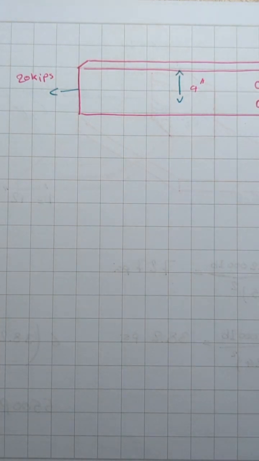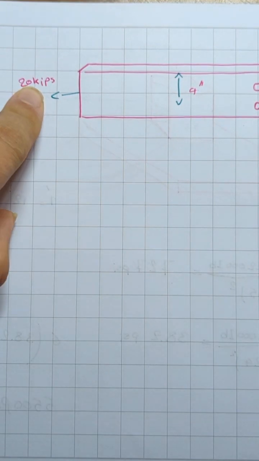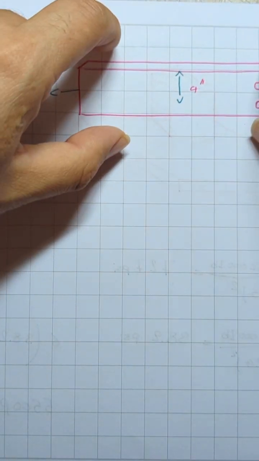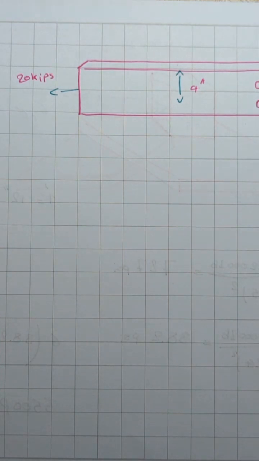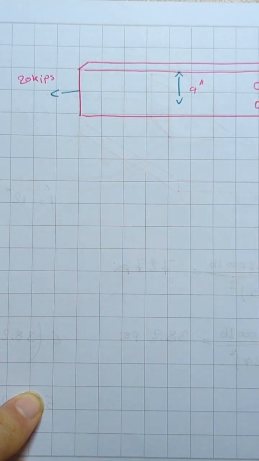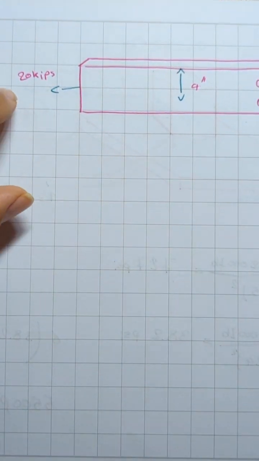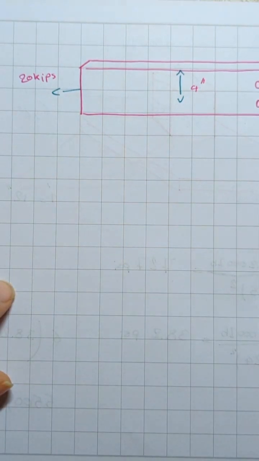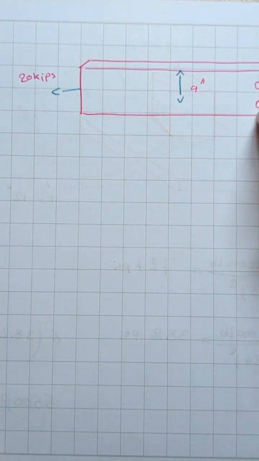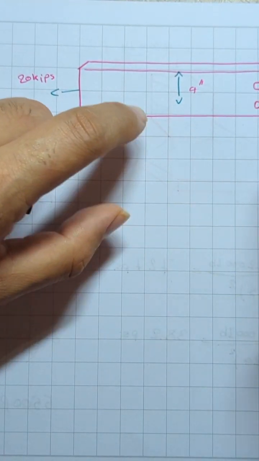Definitely, X is smaller than Z, so the stress on Z is bigger. What does this mean? It means that if we need 20 kips to break this bar, but we have two holes in here, we definitely need less than 20 kips.